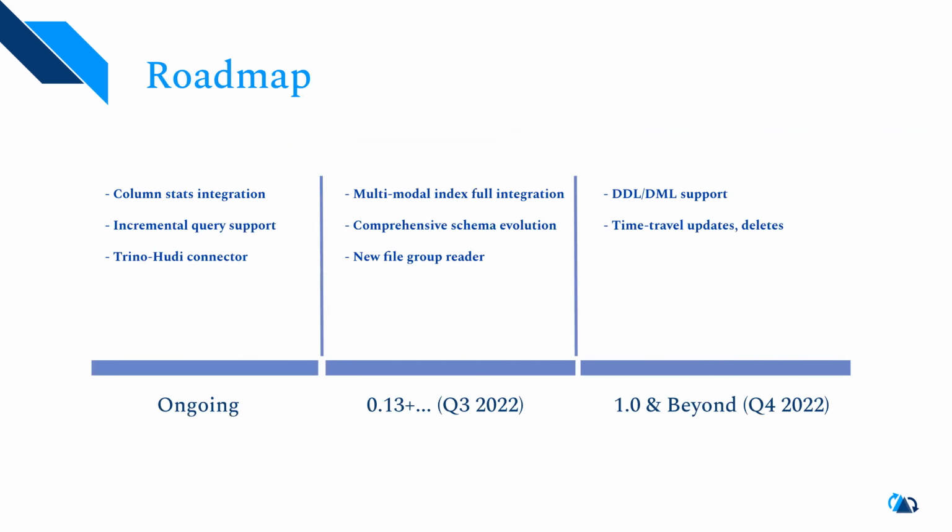Next slide, please. In the roadmap, as I mentioned, these three are ongoing work, and the Trino Hudi connector is very near to landing. Going forward, we'll have full integration with different indexes in the metadata table. We'll have comprehensive schema evolution support. And then there are some changes which do not affect it directly, but these are some abstraction level changes in the file group reader.